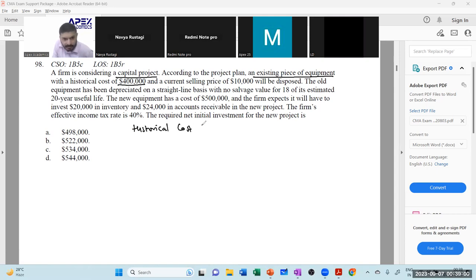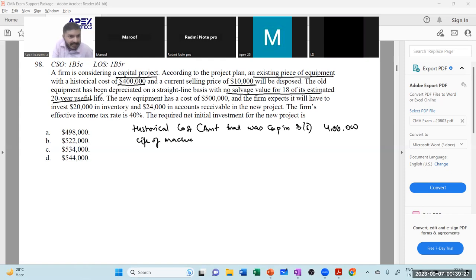Historical cost means the amount that was capitalized in the balance sheet. It is how much? 4 lakhs. It has a current selling price of 10,000. The old equipment has been depreciated on a straight line basis and has no salvage, for 18 years of its estimated 20 years useful life. What is the life of this machine? Please pay attention. What is the life of the machine? 20 years is the life of the machine.